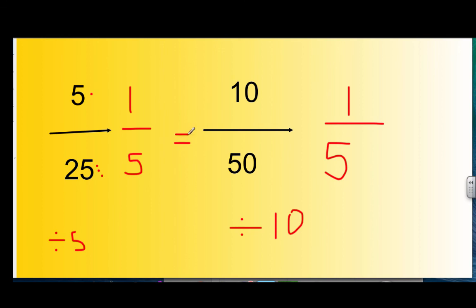Okay, I hope this has helped you with simplifying fractions. Go on with the activity.